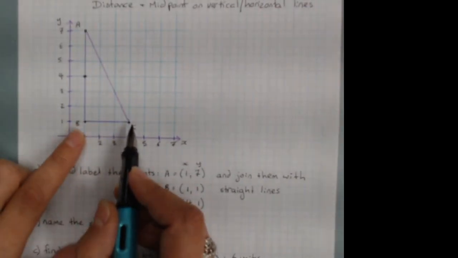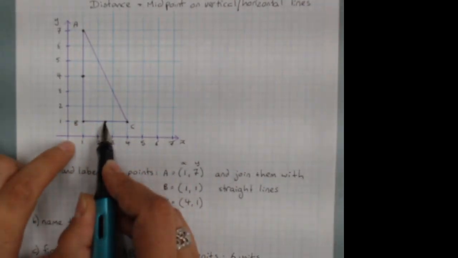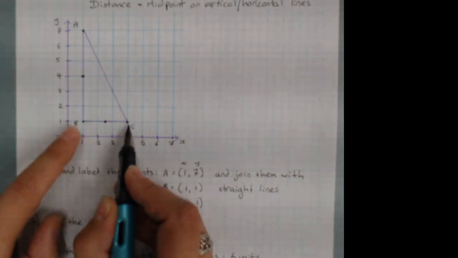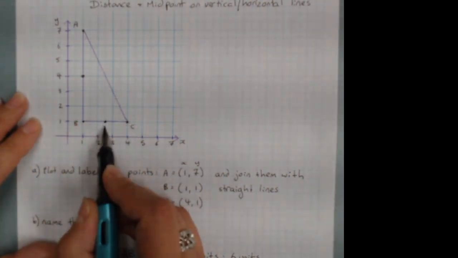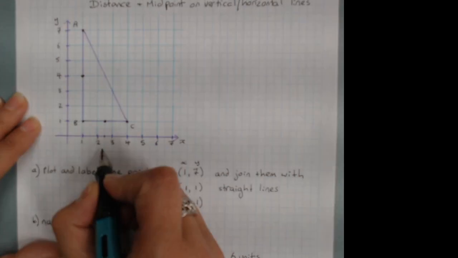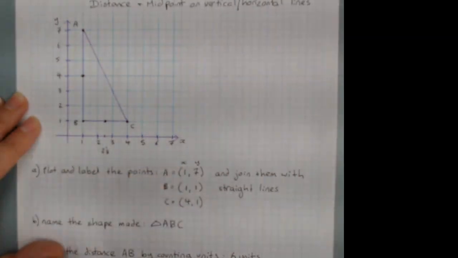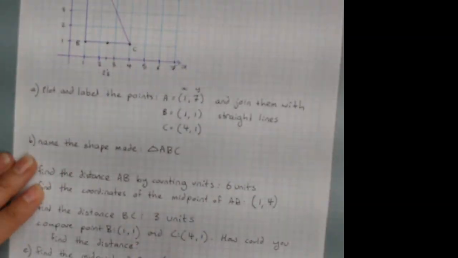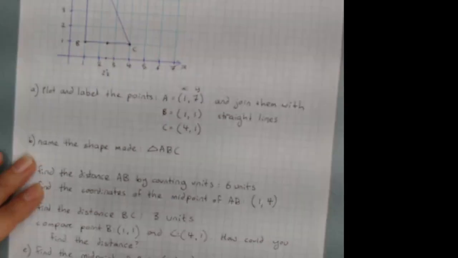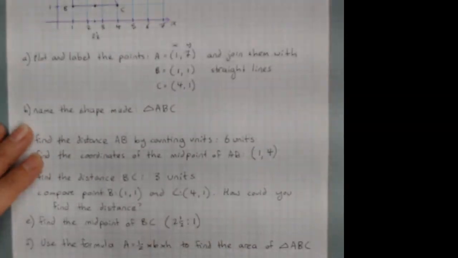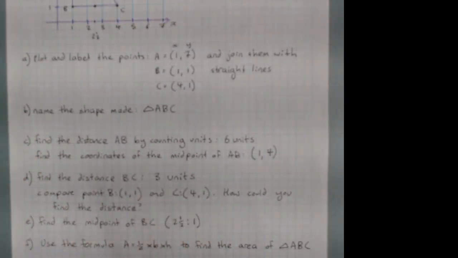Find the midpoint of BC. Probably easiest just to look at the graph and say, hey, look, exactly halfway between those two. Now that coordinate is going to be 2.5 on the x. So we can have coordinates that have half values.